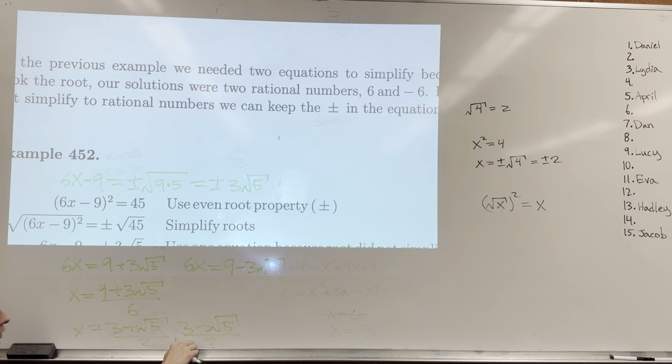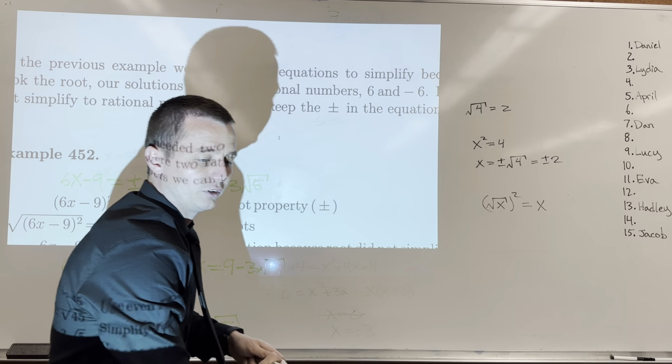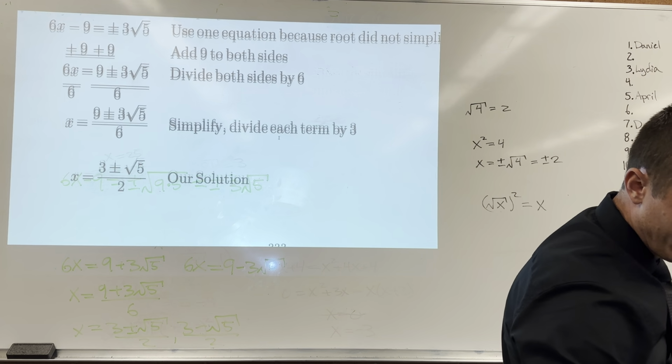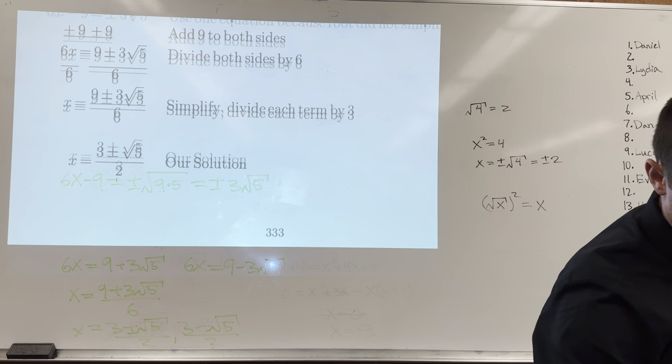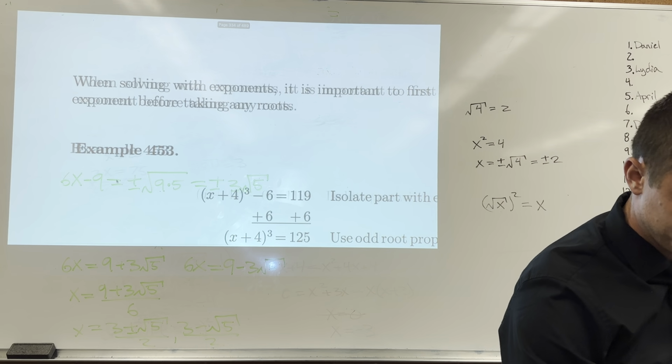Now, I don't know if the author writes it as two separate answers or if he writes his answer as plus or minus and writes them both in one. That's what they would mean if he did 3 plus or minus the square root of 5 over 2. He's given both answers in one. And we'll see how he gives it. And he combined them. 3 plus or minus the square root of 5 all over 2. Okay.